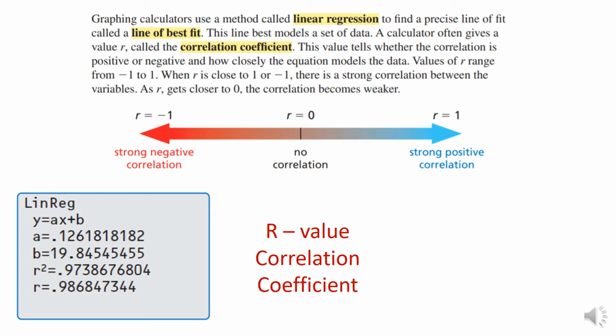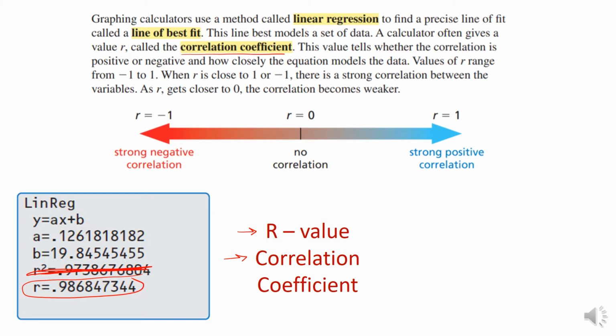Graphing calculators use a method called linear regression to find a precise line of fit. This line best models a set of data. A calculator often gets a value R called the correlation coefficient. Okay, we're looking at this one. Do not look at the R squared. These are the names for it. R value or the correlation coefficient. This value tells whether the correlation is positive or negative and how closely the equation models the data.